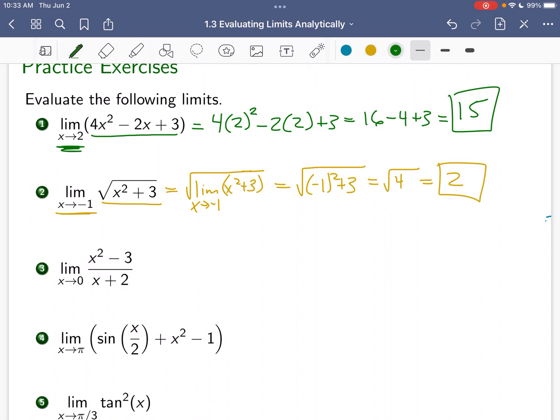On the next one, we have a rational function, one polynomial divided by another. When we evaluate this limit, again, we can do direct substitution. So we have 0 squared minus 3 over 0 plus 2. So -3 halves.